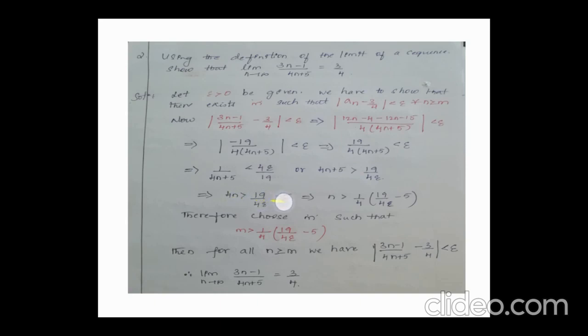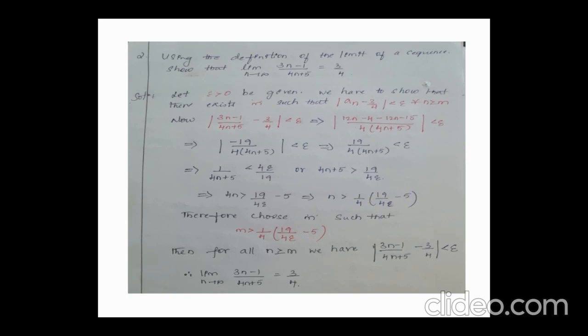greater than 19 by 4 epsilon minus 5, which implies, sending this 4 to the other side, that becomes 1 by 4. So n is greater than 1 by 4 into 19 by 4 epsilon minus 5. Okay. Therefore we choose m value such that m is greater than 1 by 4 into 19 by 4 epsilon minus 5. So we got n is greater than this value.